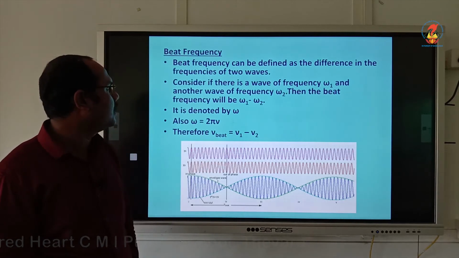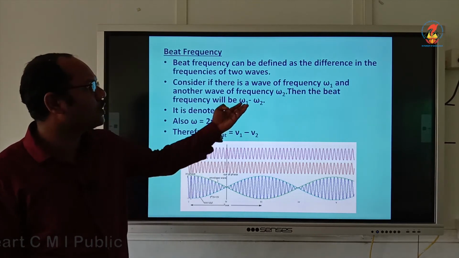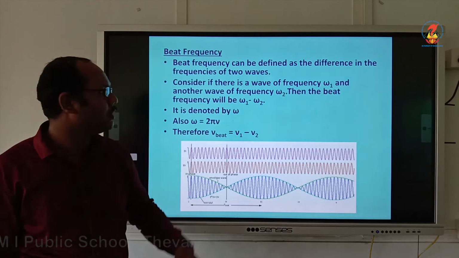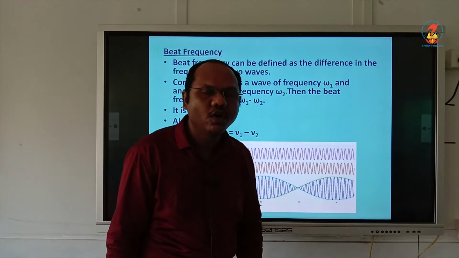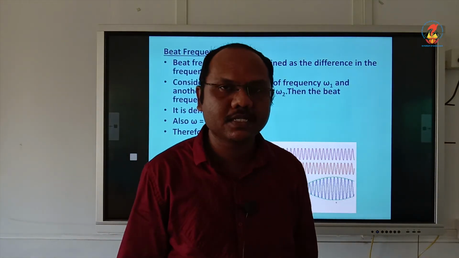So, 4 beats will be heard. You can also write that as omega 1 minus omega 2, because omega is 2 pi nu. So, if it is nu 1 minus nu 2, obviously it will be omega 1 minus omega 2 also.